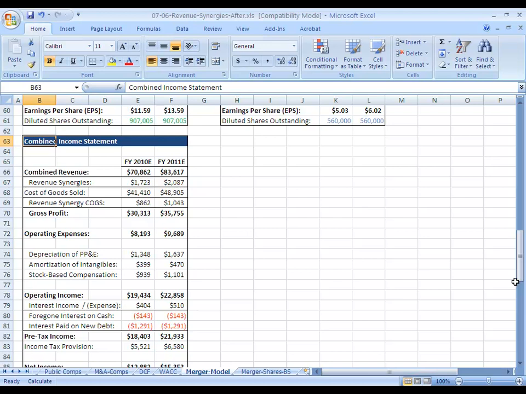Coming up in the next lesson, we're going to be looking at another example of synergies, which is the expense synergy. So we're going to be looking at ways that when Apple and RIM combine forces, they can actually save money, they can save on expenses and use that to also boost the combined company's earnings per share.